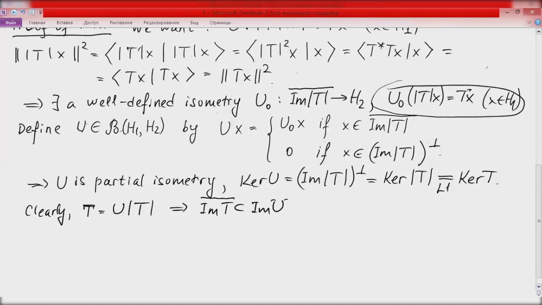Now, since U vanishes on the orthogonal complement of the image of the modulus of T, this equals the following. This is U applied to the closure of the image of the modulus of T. And by construction, U takes this image to the image of T. So by continuity, it takes the closure of this subspace to the closure of the image of T. And now this chain of conclusions implies that we actually have the following. The image of U is exactly the closure of the image of T.